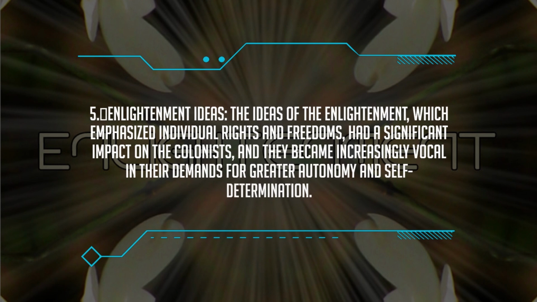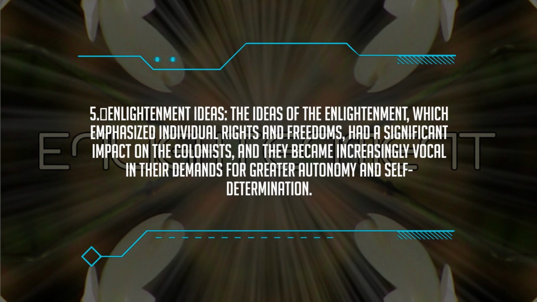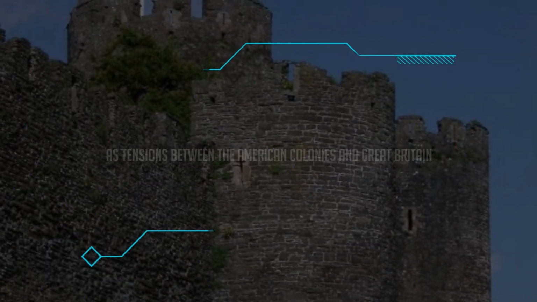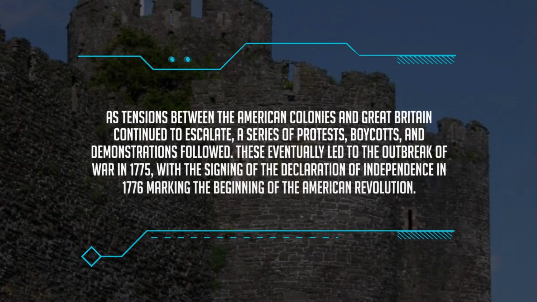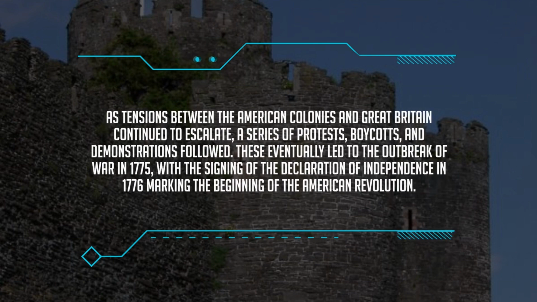5. Enlightenment ideas. The ideas of the Enlightenment, which emphasized individual rights and freedoms, had a significant impact on the colonists, and they became increasingly vocal in their demands for greater autonomy and self-determination. As tensions between the American colonies and Great Britain continued to escalate, a series of protests, boycotts, and demonstrations followed. These eventually led to the outbreak of war in 1775, with the signing of the Declaration of Independence in 1776 marking the beginning of the American Revolution.